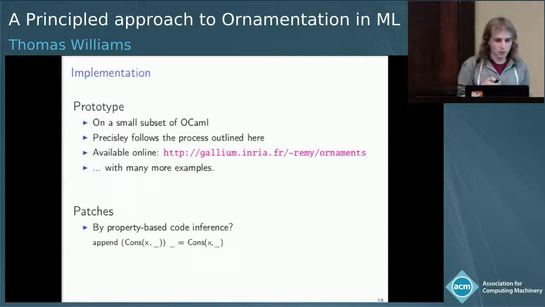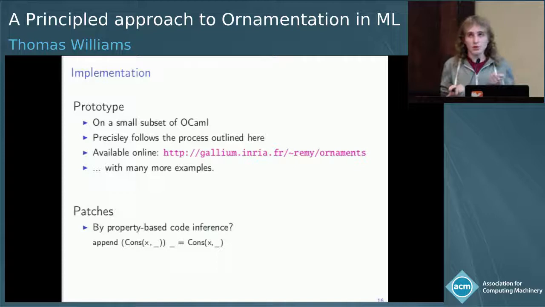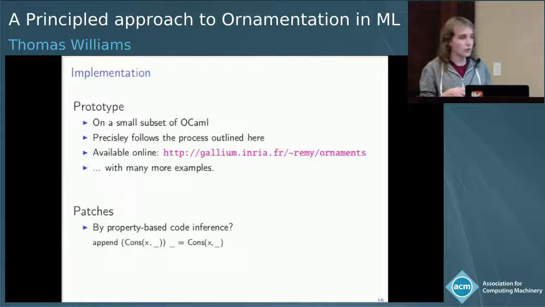There's something that I didn't talk about in this, which is the question of patches. We consider that it's something orthogonal, so finding patches is code inference and it's not the kind of code inference we are interested in. Well, just one interesting note is that property-based code inference might be a quite robust way to specify patches, because we can just write something that relies on the external behavior of the function, and this would be enough to generate the function we want.